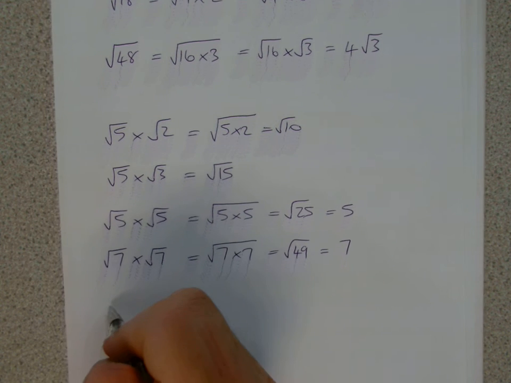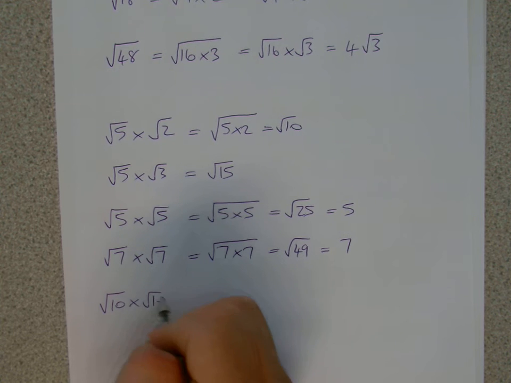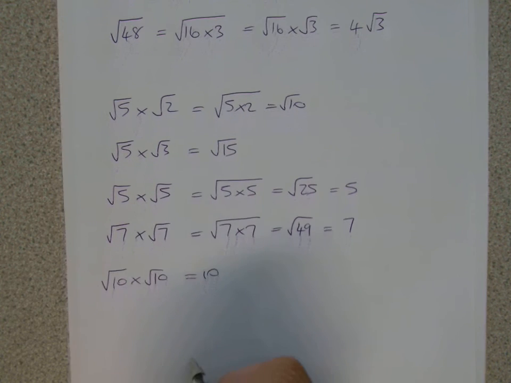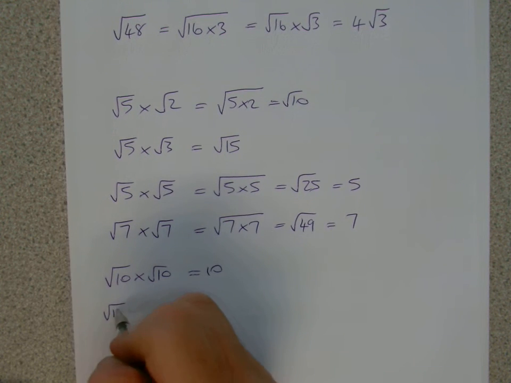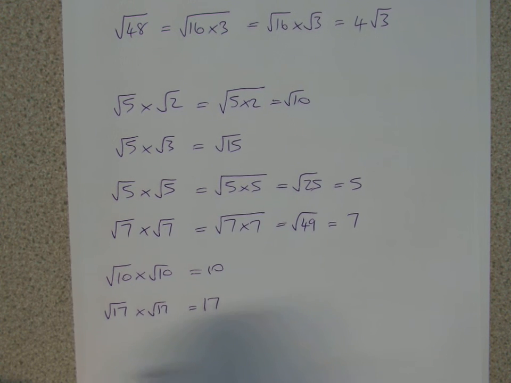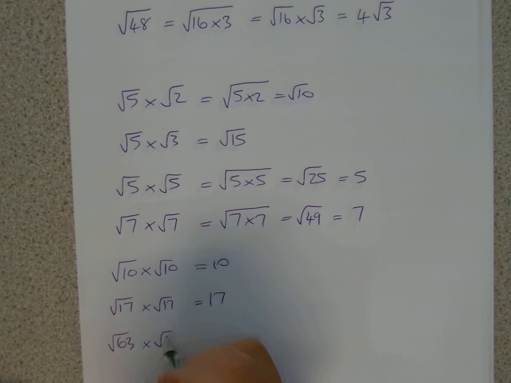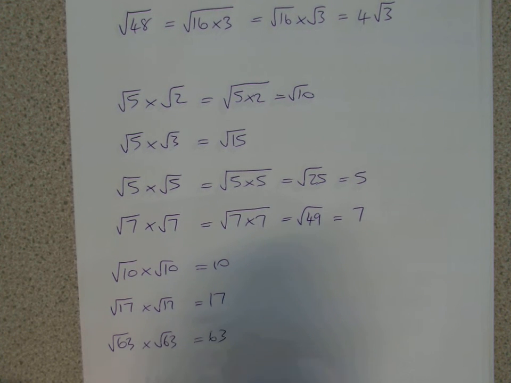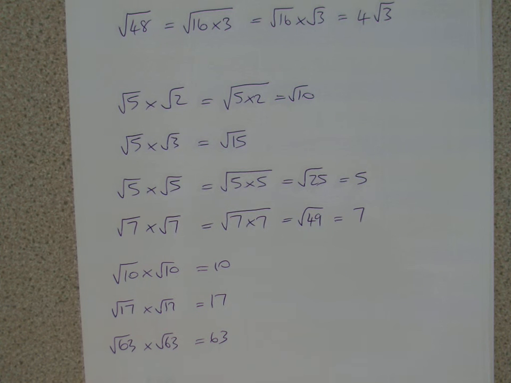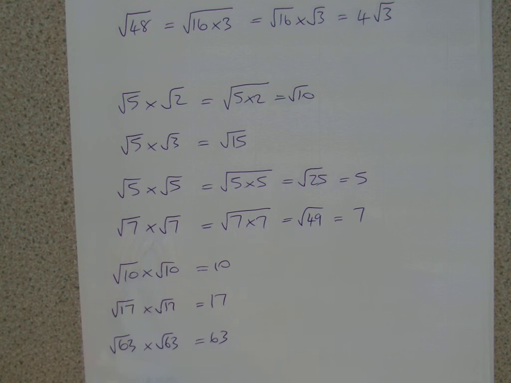So we could do that for any case. We could do root 10 times root 10 is 10. Root 17 times root 17 is 17. That will always be true. The calculator will say that as well. Root 63 times root 63 is 63. That's always true. So we've seen here about multiplying different surds together and then surds that are the same.